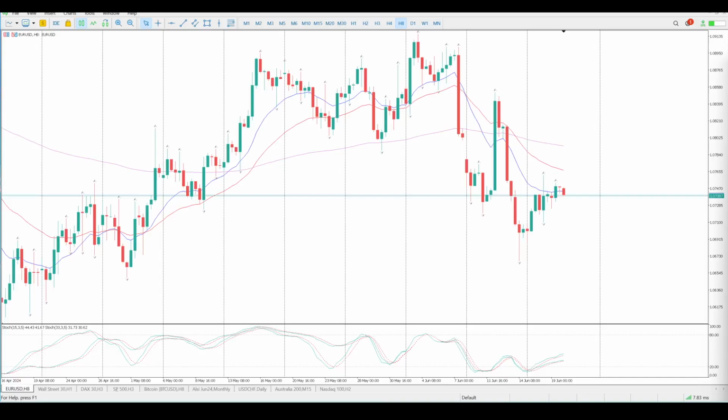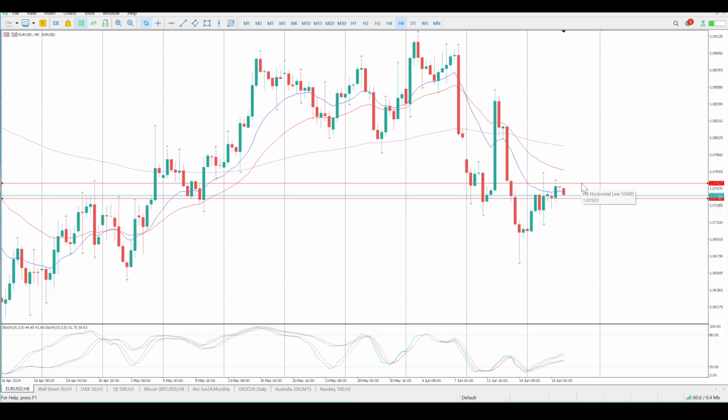Good morning, everybody, and this is your Euro USD setups after a public holiday in the US yesterday. Nothing really going on. This could be a flag for another leg down. It could also be setting up for something to the upside.